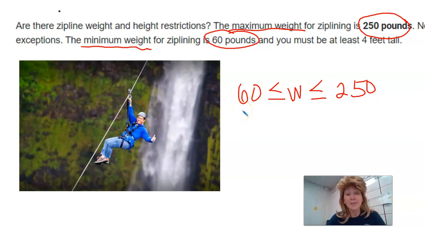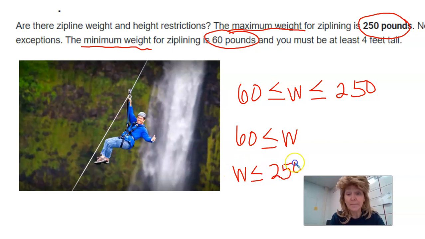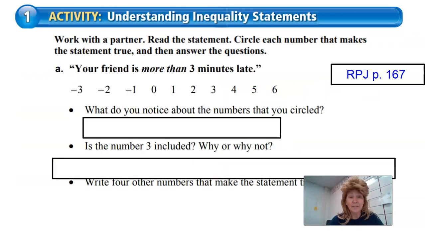So the idea is, can you weigh exactly 60 and ride the zip line? Yes. Can you weigh exactly 250 and ride the zip line? Yes. So now I set up two inequalities, but then I smash those together. I could just write one inequality like this and the second one like this to describe the weight requirements for the zip line.